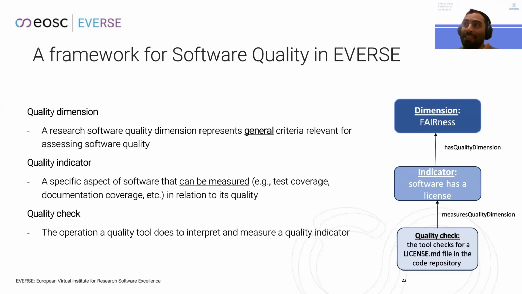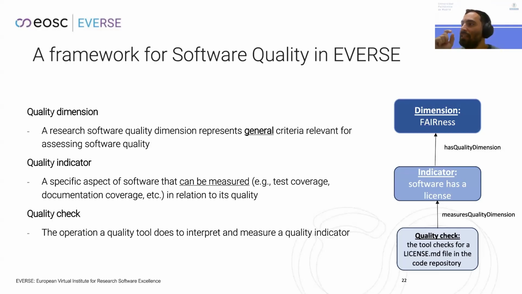And finally, we have the quality checks that different tools that already exist, because we don't want to reinvent the tools, that different communities have put together to measure regarding these quality indicators that different communities have also already defined. So an example can be seen on the right, where you have a general dimension, which can be considered fairness in general, right? Fairness for research, the FAIR principles that Fotis was referring to in his introduction. And then you have an indicator that can be one of the specific things that fairness measures, such as software has a license.